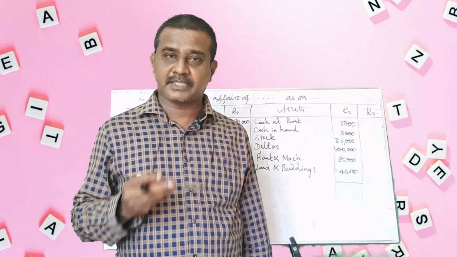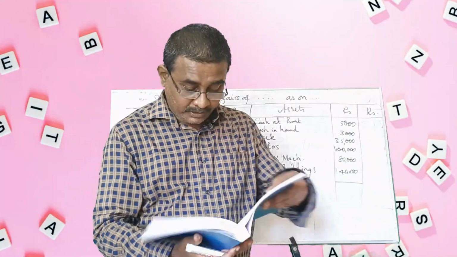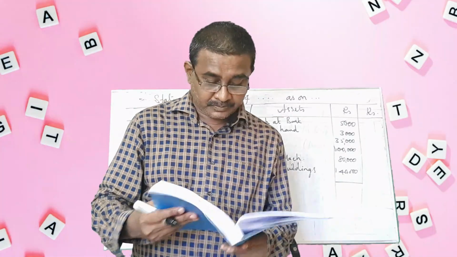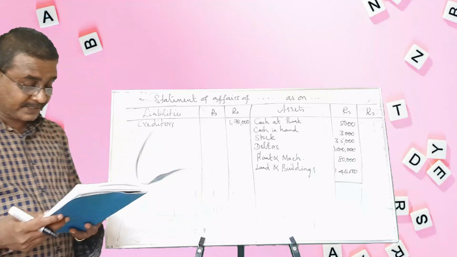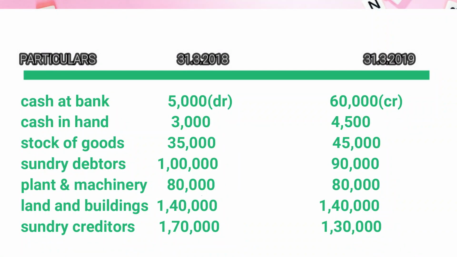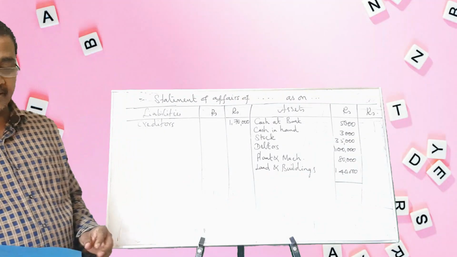Shall we go to the next sum? Check your book and come to that sum, ninth sum. See what are the things given. First, cash at bank 5,000, debtor, it is given like that. It means debit balance. Cash in hand, stock of goods, sundry debtors, plant and machinery, land and buildings, sundry creditors. And then cash at bank 60,000 credit balance is given.